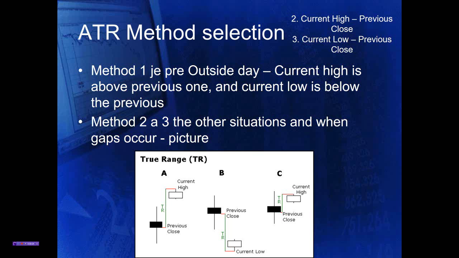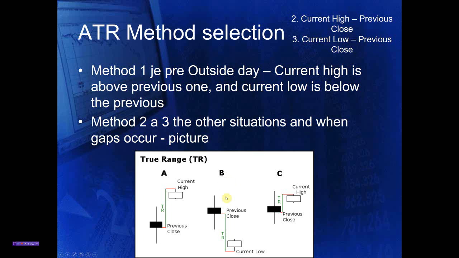So let's check the other options. Methods 2 and 3 are suitable for the other situations, when, for example, this can happen. Let's see these 3 days as A, B, C. So for day A, we should take the maximum value from the difference between the current high and the previous close, which is this green line over here, and compare it to the current low minus the previous close, which is only that part of the line. Which of these two lines is longer? It's the first one, so we got a TR value for day A.